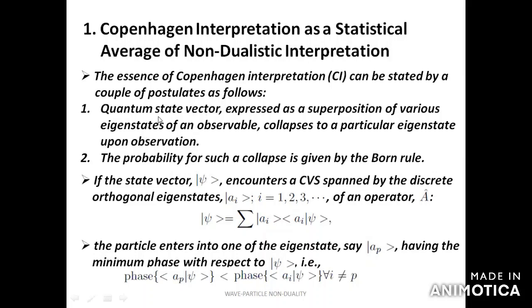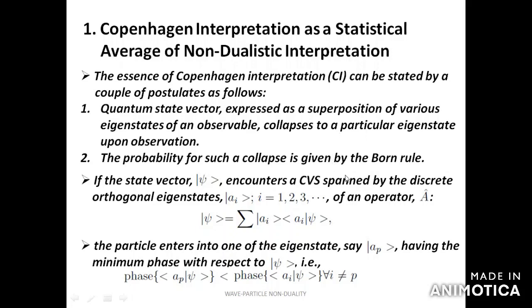So what is it? A quantum state vector expressed as a superposition of various eigenstates of an observable collapses to a particular eigenstate upon observation. We have shown this for a two-particle case. We have to generalize this for an n-particle case, n states actually. The probability for such a collapse is given by the Born rule. This is the essence of the Copenhagen interpretation.